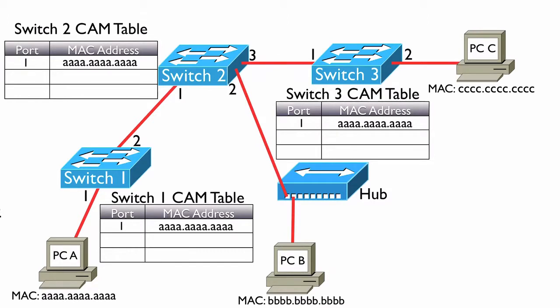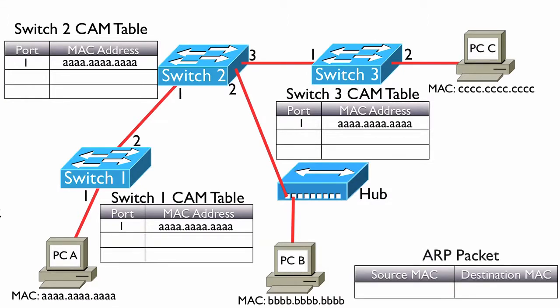And over time, the other computers on the network will start to speak as well. Let's say that PCB sends an ARP packet at some point. We've got a source MAC address of all B's, and we're going to a destination MAC address of all F's, the broadcast MAC address. The packet goes through the hub into port 2 of switch 2. Switch 2 is then going to make a note in its CAM table that off of port 2, I've got a MAC address of all B's.